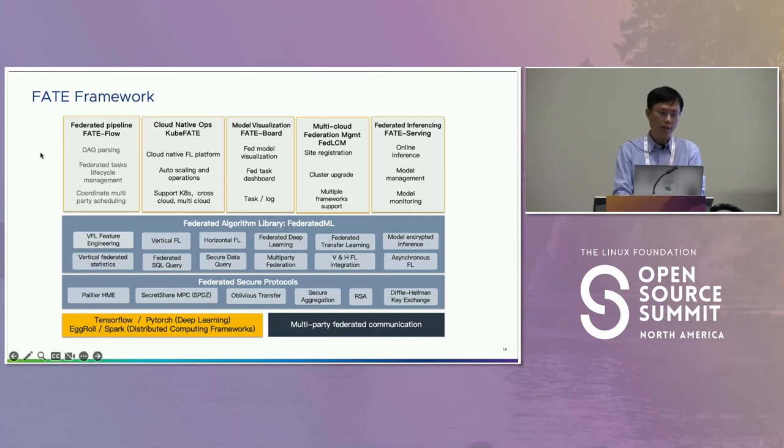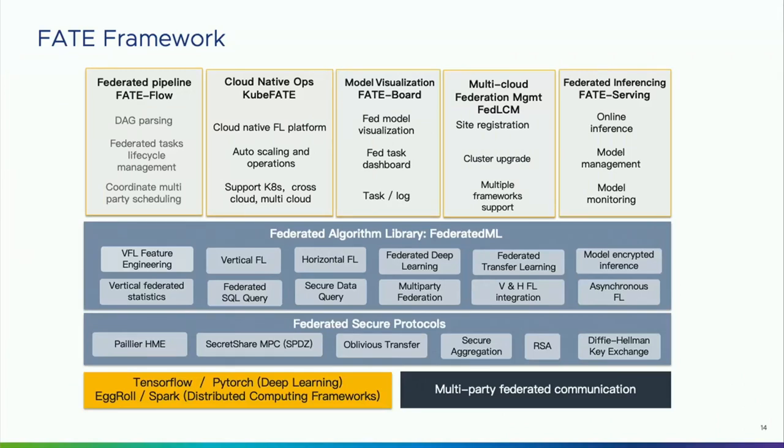And on top of that, we have the different repos on GitHub. They actually can combine all these underlying layers to build some usable tools for the users. Like FateFlow is a pipeline management framework that helps people with DAG parsing and defining the pipeline of the training, and then eventually perform the federated learning jobs.